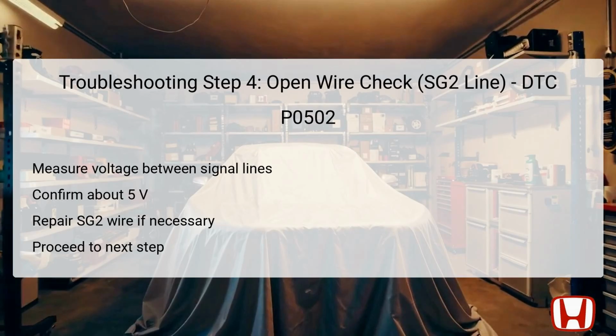Record the voltage reading. If you find approximately 5 volts, it confirms that the SG2 wire is intact, allowing you to proceed to the next troubleshooting step. However, if the voltage is absent, there may be an open in the SG2 wire between the sensor and the PCM, necessitating repairs to restore proper continuity.